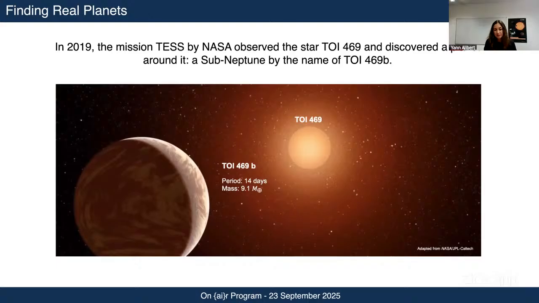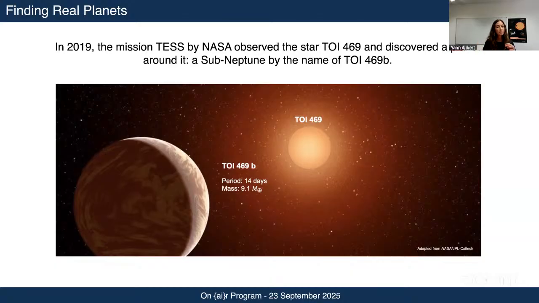So in 2019, there was this mission called TESS. It is by NASA. And what they did was they observed some stars and they used the transit method, as Yann explained, to try to see if they could spot these kinds of shadows in the star that could be caused by planets. And they went around this very nice star called TOI-469, because we are not very creative as astrophysicists. And they discovered the planets.